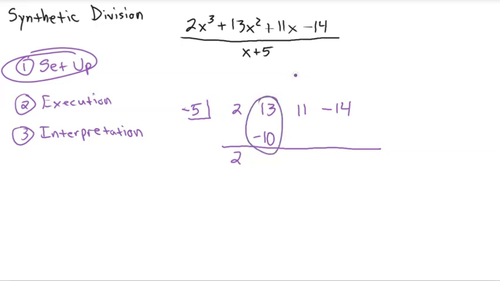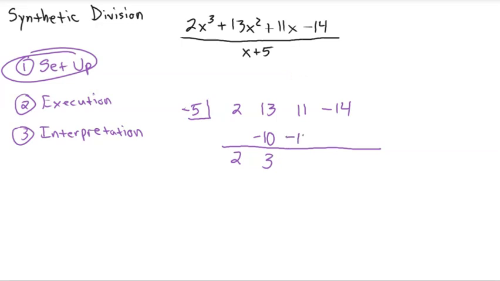So 13 plus negative 10, it's the same thing as 13 minus 10, is 3. Now we're going to take this number, 3, and multiply it by negative 5, just like we did with the 2. So 3 times negative 5, and then we put it right there, just like we did with the negative 10. We moved it over. So 3 times negative 5 is negative 15, and we put it right there.